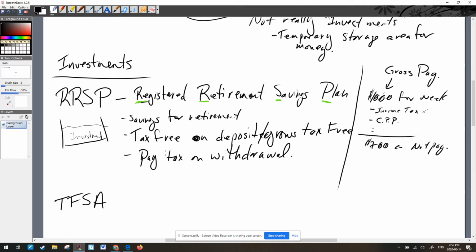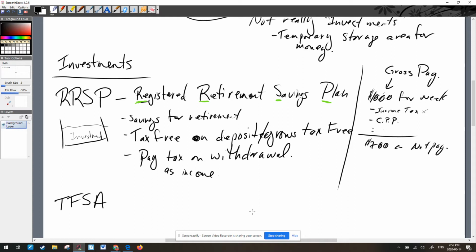Okay, so if you withdraw $50,000 when you're 60, it gets taxed just the same as if you had a job that you made $50,000. So you put it in tax free, it gets to grow tax free, but when you withdraw it, it is taxed as income. So you pay tax on withdrawal as income. Okay, so it's a tax deferral.